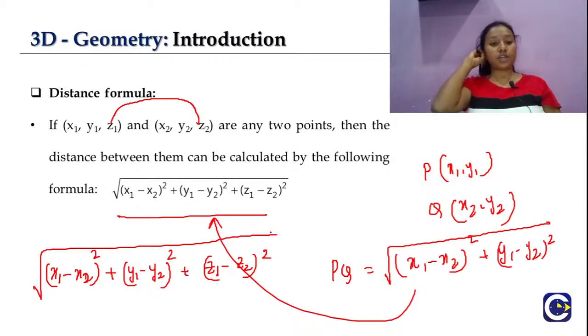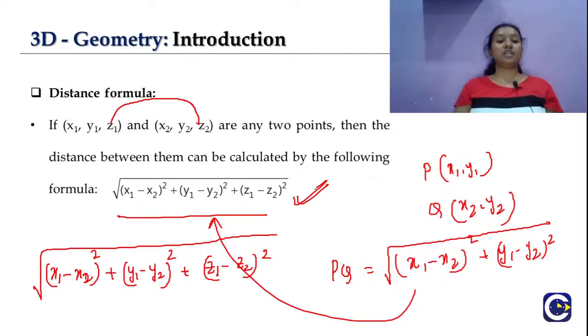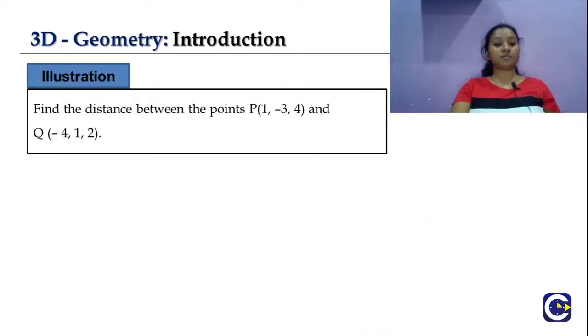You are already familiar with this distance formula in 2D. So it's just that one more coordinate is added here. This will give us the distance between any 2 points in 3D geometry. So there is nothing new, only one new coordinate added. You have learned the distance formula and how to find everything in your straight lines. So let's start doing questions related to this distance formula.